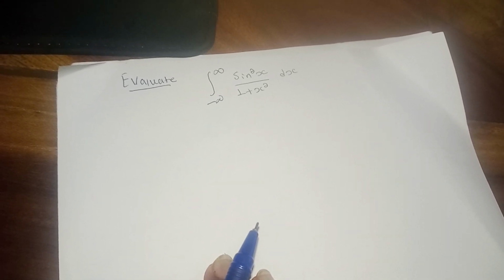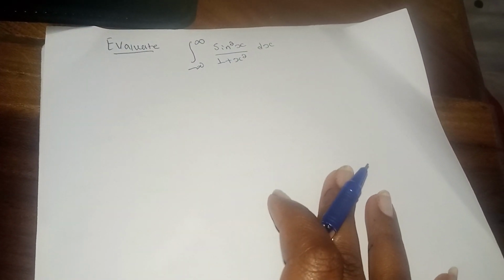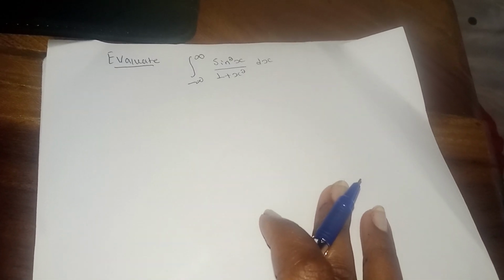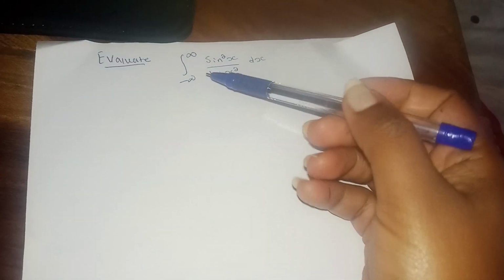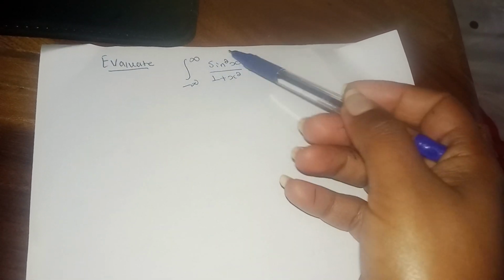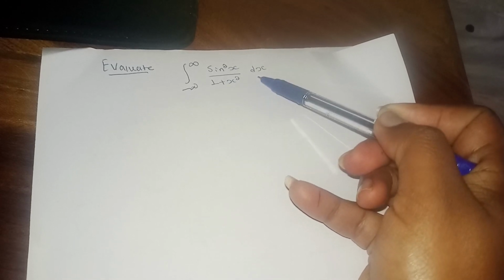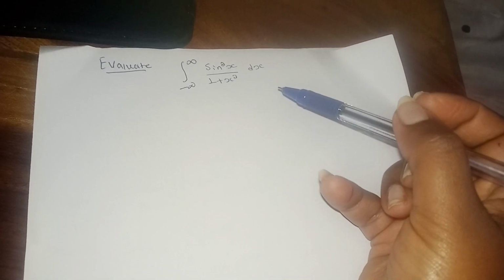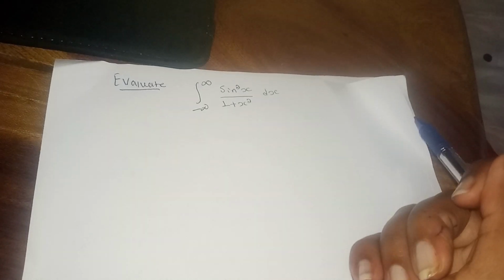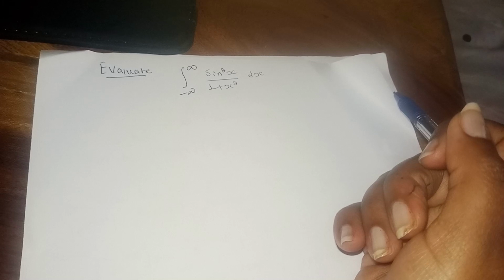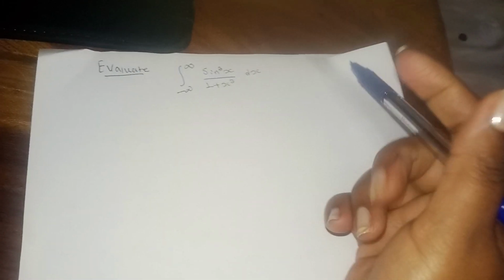So our class today is about the contour integral, finding the contour integral of the given function: the integral from negative infinity to infinity of sine squared x over 1 plus x squared dx. Using the residue theorem and other techniques of integration, let's evaluate this integral. So let's start.